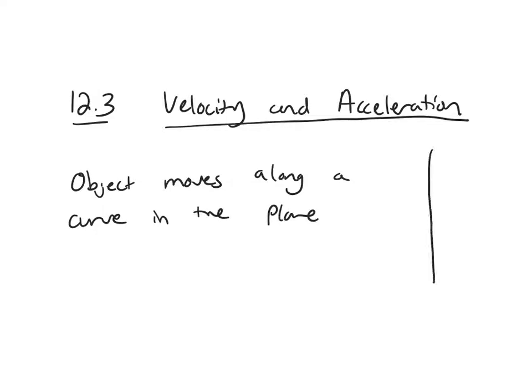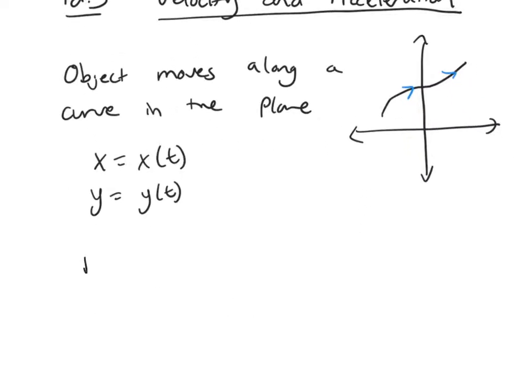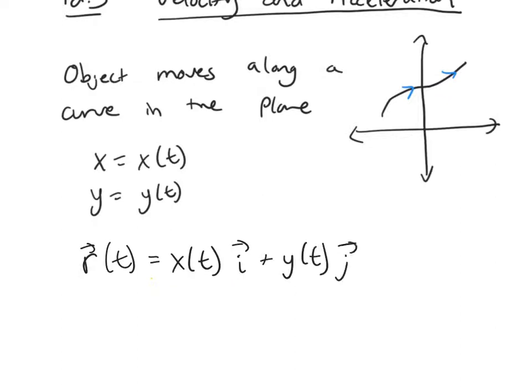So if you want to think about it in a picture, let's say here's my plane, and I have an object moving along this curve in a certain direction, right? And remember, we can give these with parametric equations, or you can think about them in terms of a vector function. So I'm just going to think about it with an r of t here, x of t i plus y of t j. And this is what we would call the position vector.